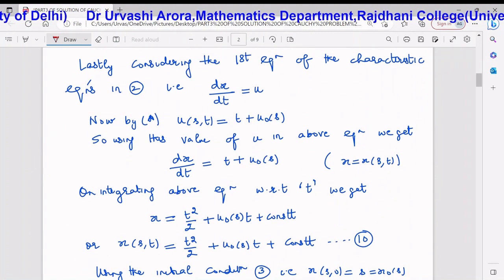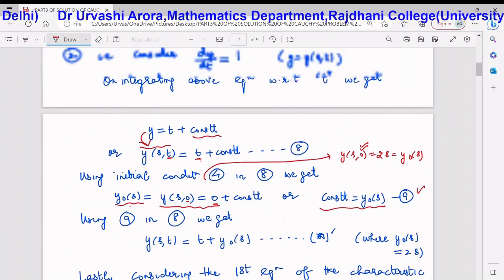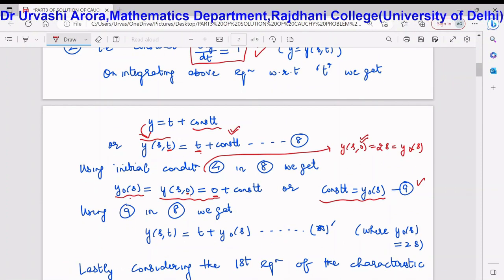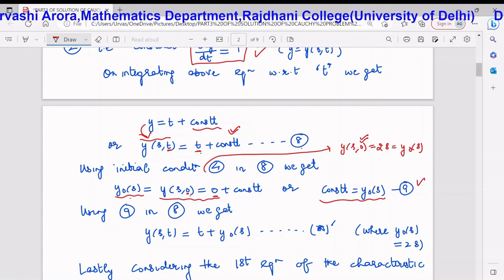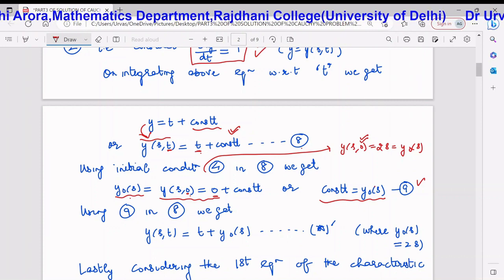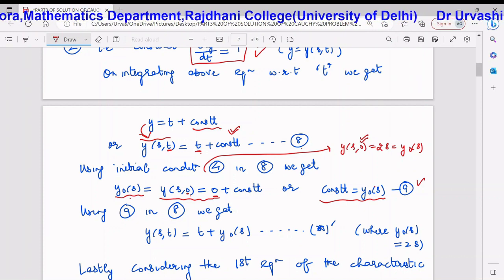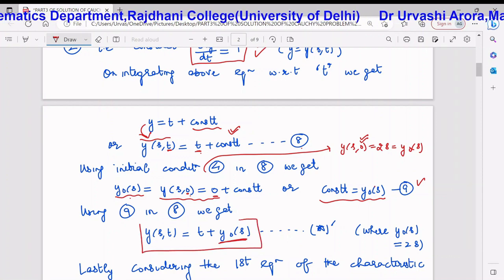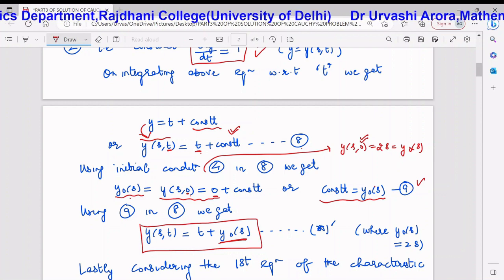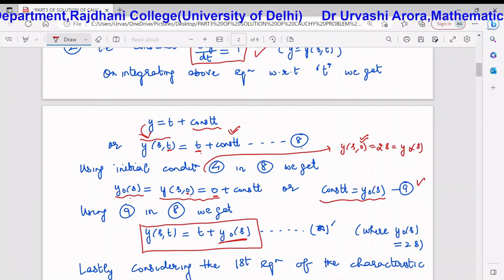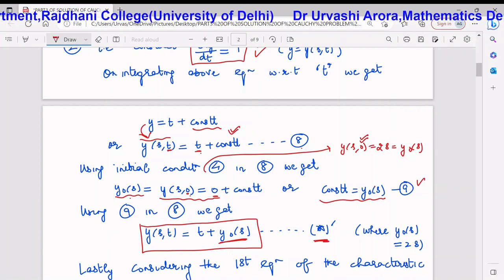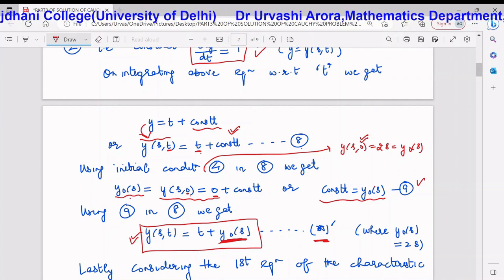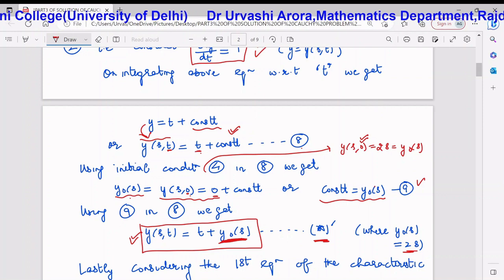Now using this value of the arbitrary constant given in 9, I put it in 8. So using 9 in 8, y(s,t) comes out to be t plus y naught s. This is another expression that we get, which we are marking as star dash, which gives you an expression for y(s,t). Here, in this particular question, y naught s stands for 2s.